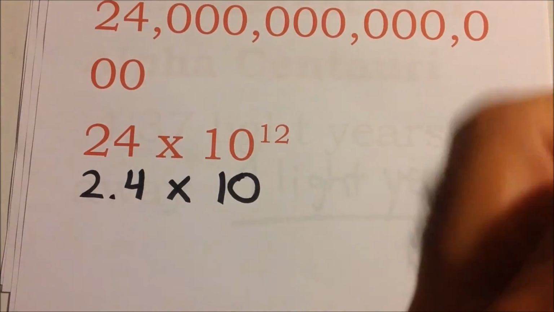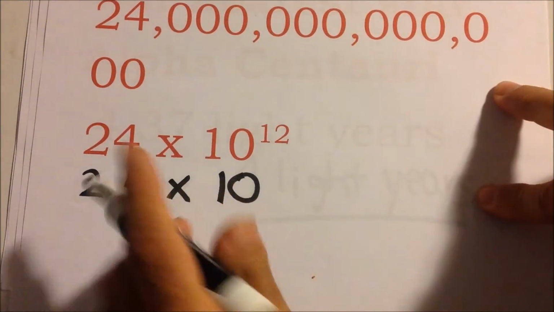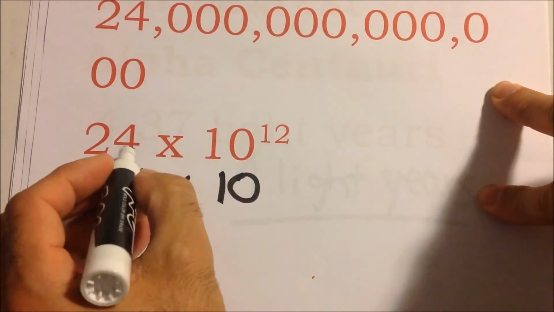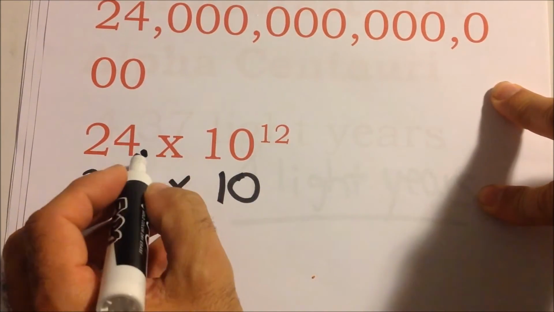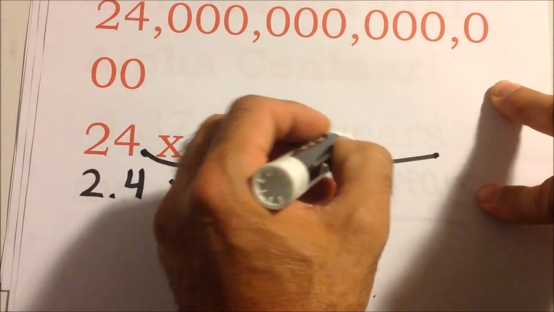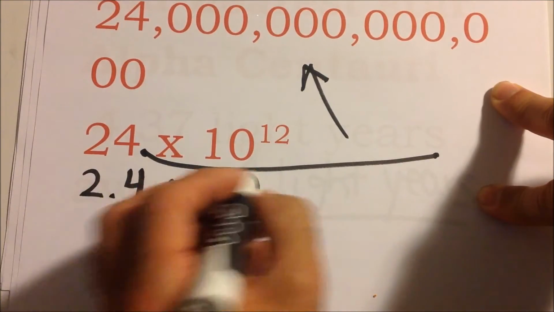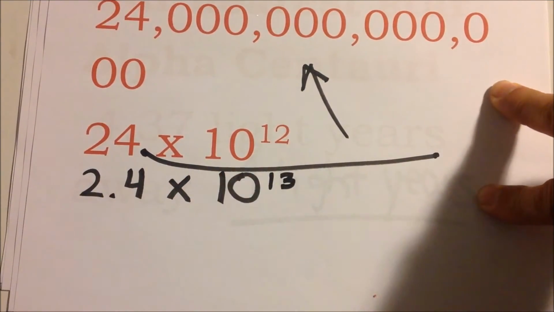Now, it's not going to be 10 to the 12th power. What do you think it would be? When you say 24 times 10 to the 12th power, that means the decimal is here, and all you have to do is go 12 more spaces and you'll get that same number. But in scientific notation, we move the decimal back one, so it'll actually be 13.